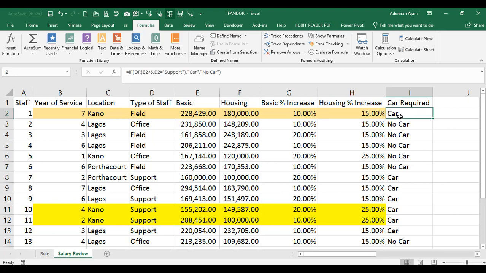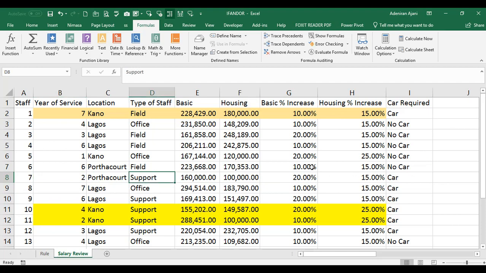And let's look at the last one. This guy gets a car. This guy gets a car. This guy is getting a car not because he's in support, but because he has spent over 7 years. But this guy is getting a car even though he has spent less than 6 years, but is in support.